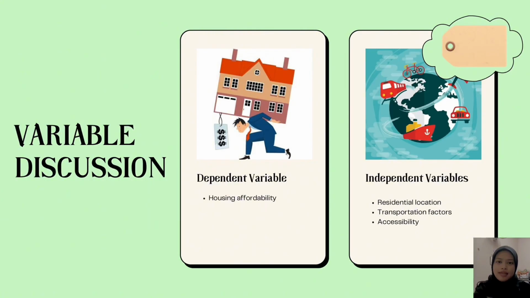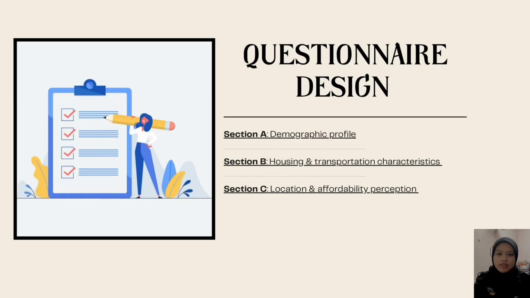Next, variable discussion. Housing affordability is the dependent variable in this study. The independent variables include residential location, transportation factors, and accessibility, which collectively influence affordability outcomes. Questionnaire design. The questionnaire consists of 3 sections covering demographic, housing, and transportation characteristics, and perception on housing location and affordability using a Likert scale.